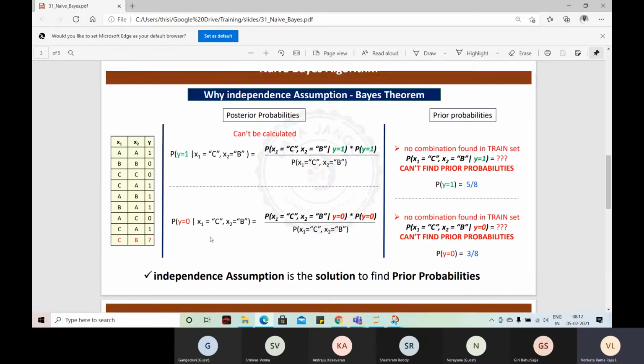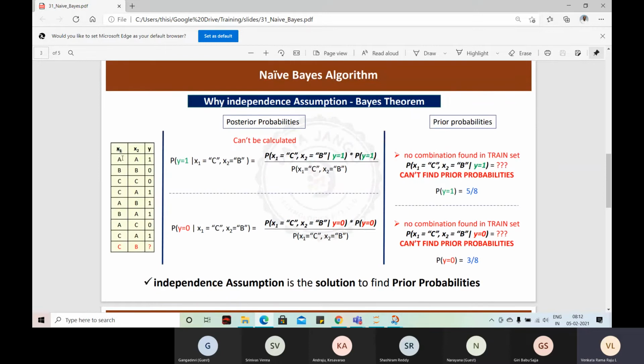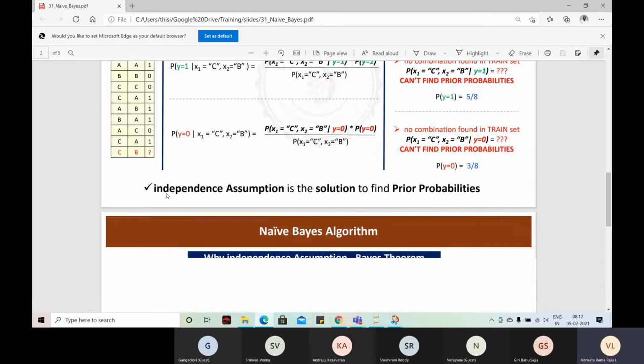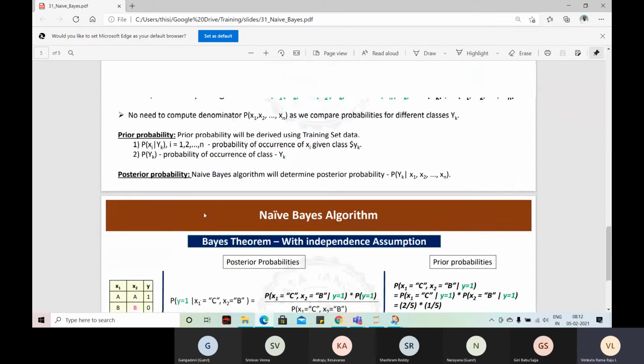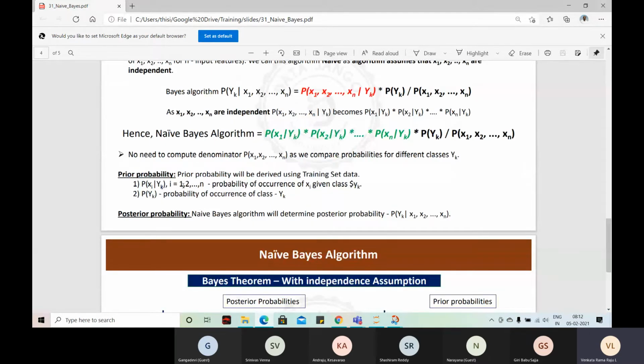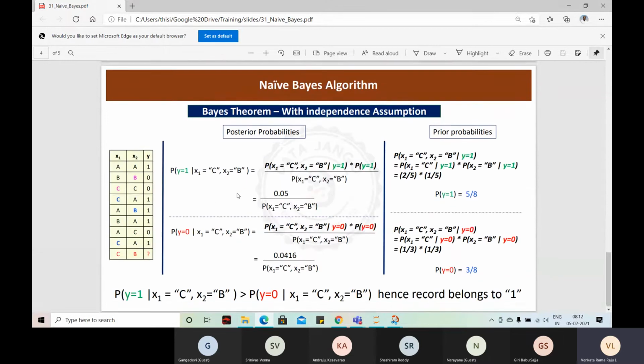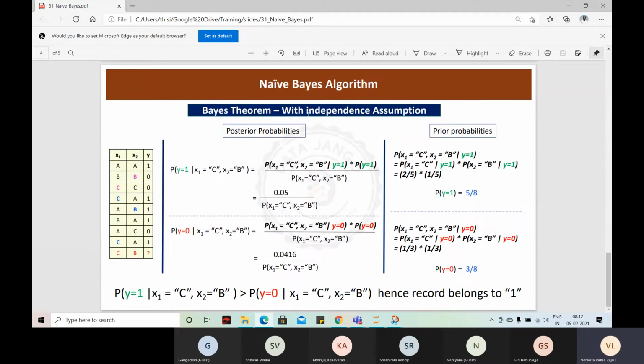Probability of x given y: probability of x1 is equal to a given 1 can be calculated. Probability of x1 is equal to b given 1 can be calculated. Probability of x1 is equal to c given 1 can be calculated. Probability of x1 is equal to 1 given 0 can be calculated. Those are all counts. The combination may not be present, but individual columns and values may be present. Now we are going to do naive Bayes, the Bayes theorem with the independence assumption.